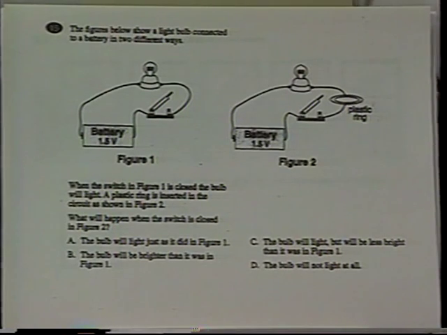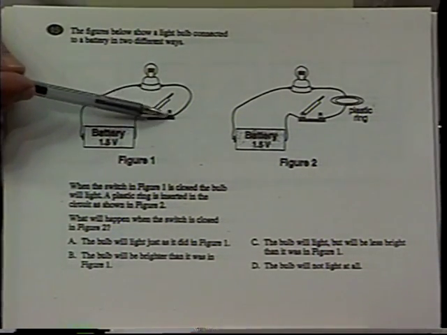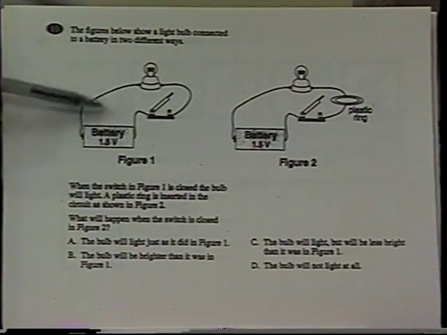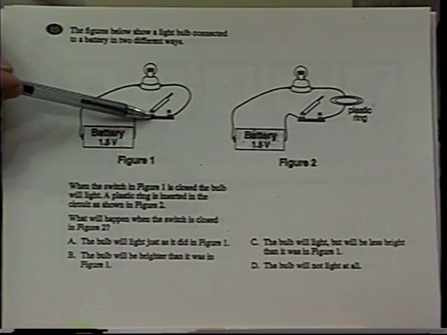All right, so let's look at it a minute. Let's analyze it, and then we'll go back and see if we can figure out the right answer. In figure 1, if I close the switch, we have a battery, and some wires, conductors, coming up to the light bulb, back down to the switch, and from the switch down here.